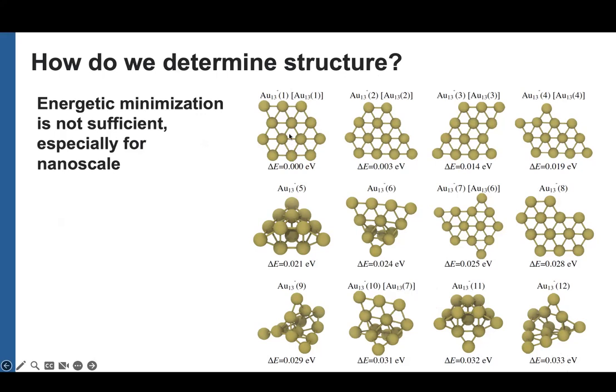And they are so different. The lowest energy structure is actually flat. So gold is actually unusual in that the lowest energy 13 atom cluster is flat. And then you have, very close in energy, another structure that's completely globular and symmetric, another structure that's flat. So there's a lot of structural variation where energetic minimization is not enough. Just knowing the energy is not enough.